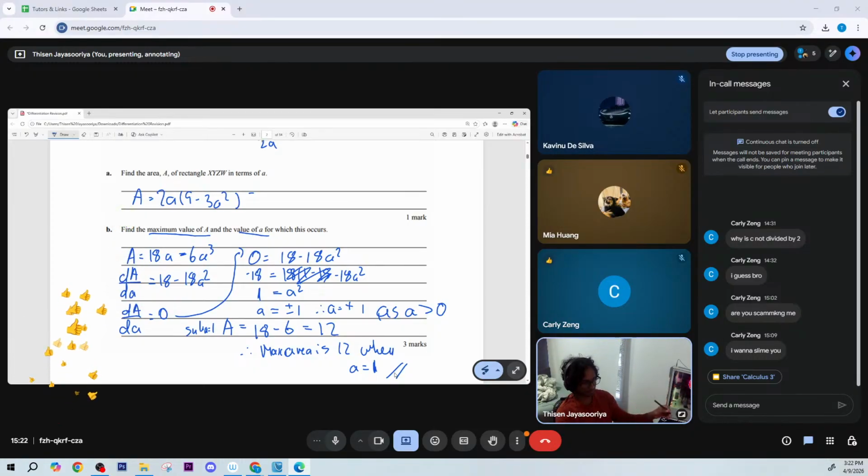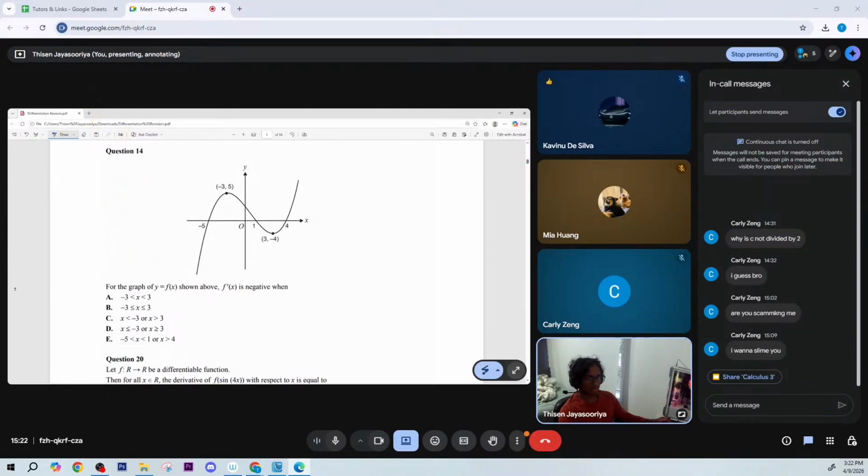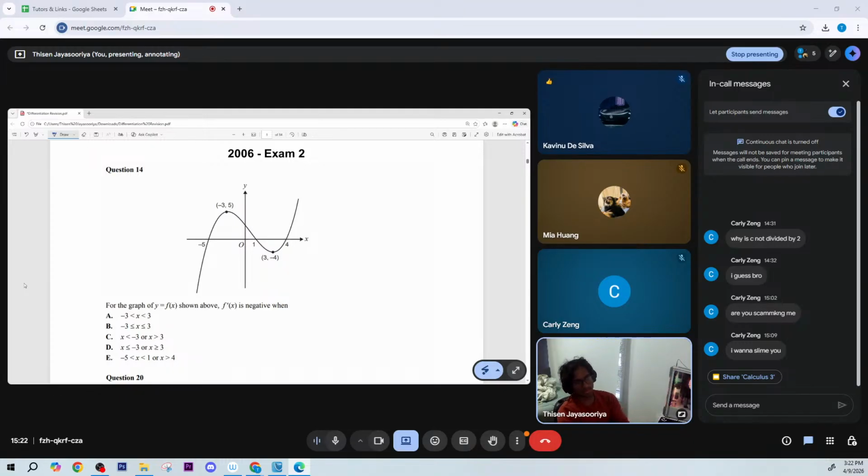Okay. So here, I'll ask Carly, when is f dash of x negative? What interval is f dash of x negative?